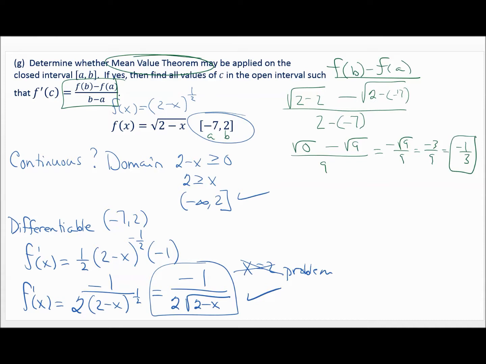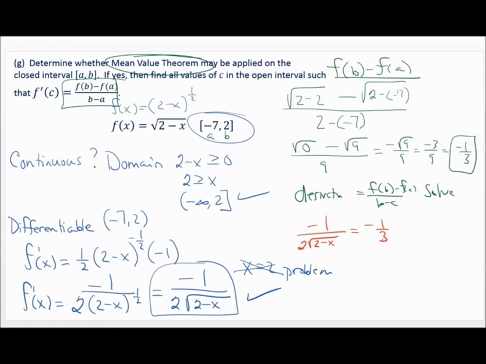Now the last remaining step is to set the derivative equal to f of b minus f of a over b minus a and solve. And that's going to find your c value. We've already taken the derivative, so that's helpful. Let's change colors. So we go red, -1 over 2 square root of 2 minus x is equal to -1/3. So we're solving this equation.